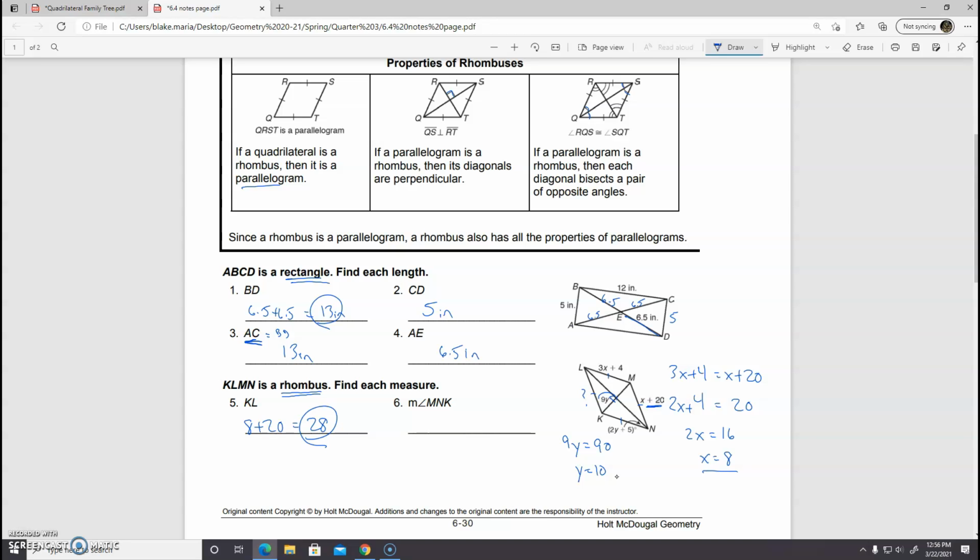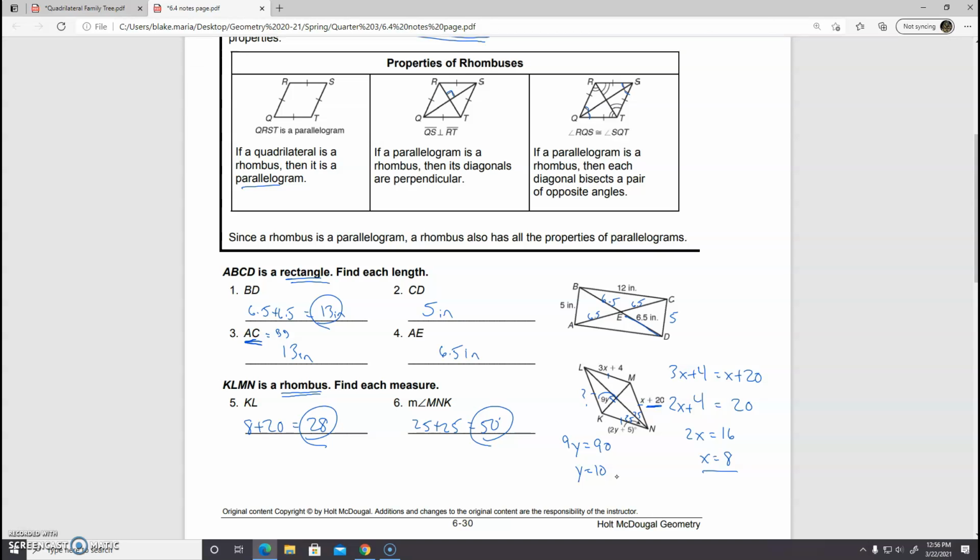So let's plug it in. 2 times 10 is 20, plus 5 is 25. So this angle is 25. And then remember, diagonals bisect in a rhombus, so this one's 25. So they wanted M and K. 25 plus 25 gets me 50. So you kind of had to search for that one a little bit, but it's the same y.